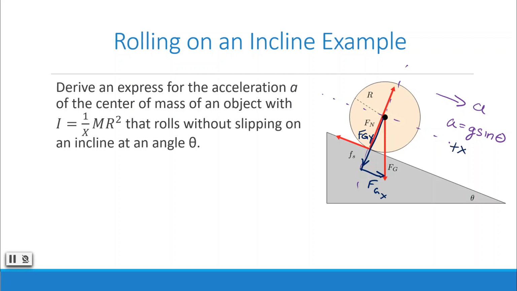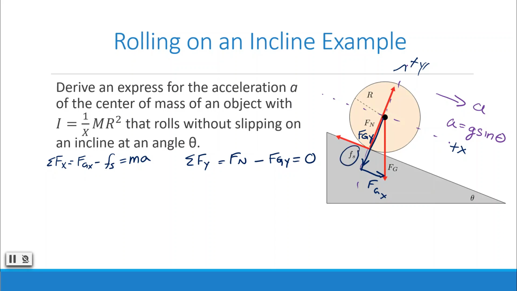And I'm going to assume the positive x direction is down the ramp, positive y direction is up the ramp. So in terms of my net forces, my net force in the x direction is going to be FGx minus that static friction force, and that has to equal m times a. In the y direction, I'm going to have Fn minus FGy, and that has to equal 0. So I know that my friction force, and notice that this is a static friction force, because we said that rolling does not involve slipping. So this rolling friction is a static friction force because there is no sliding going on.